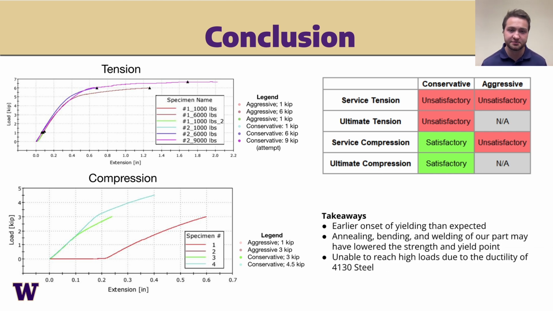However, we underestimated the extent to which the effects due to manufacturing would lower the strength of our material. Stress concentrations, residual stress, and heat-affected zones are present due to the annealing, bending, and welding of our part, all of which lowered the yield point of the hinge. In addition, due to the ductile behavior of steel 4130, we were unable to load the hinges up to ultimate tension before excessive deformation occurred.